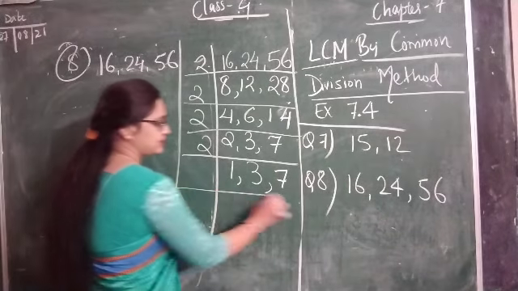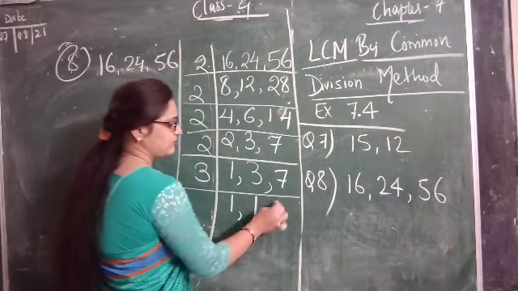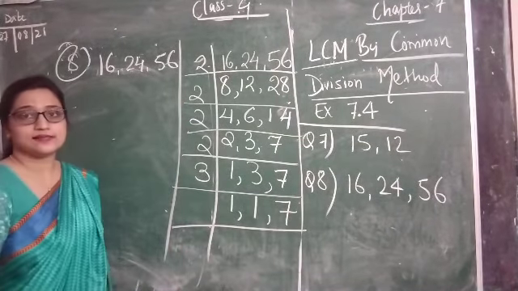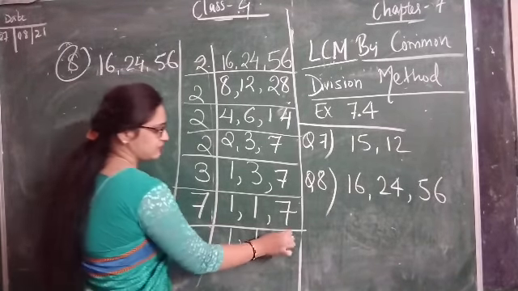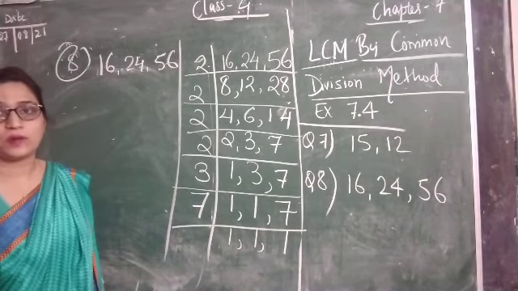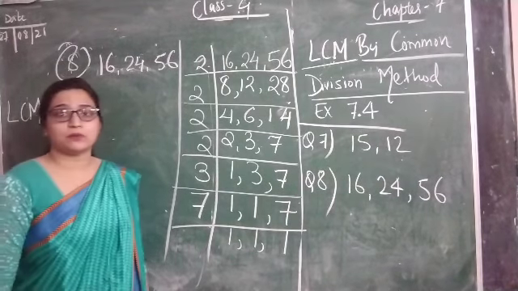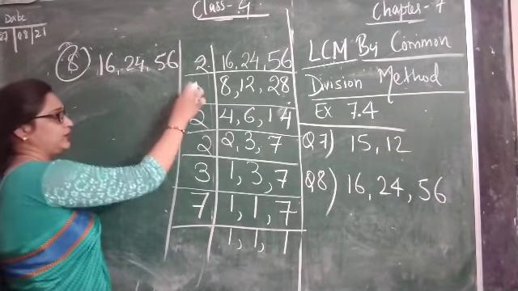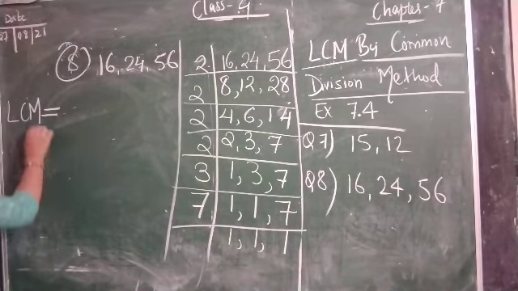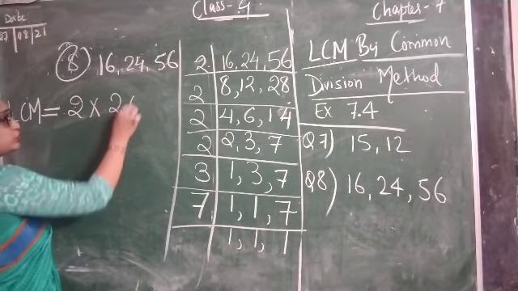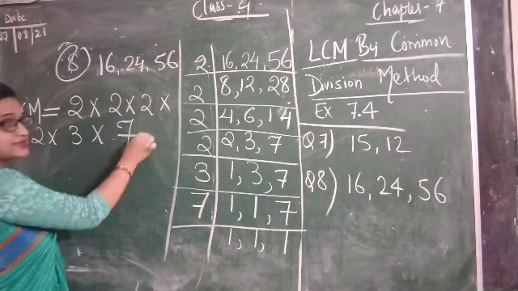Next prime number is 3. 1 as it is, 3 ones are 3. Now 7 cannot be divided by 3. Write that 7 as it is. Now 7, 1. 1 as it is, 7 ones are 7. Now the LCM equals, the prime numbers that we are getting are 2 four times, then 3, then 7. So write LCM equals 2 into 2 into 2 into 2 into 3 into 7.